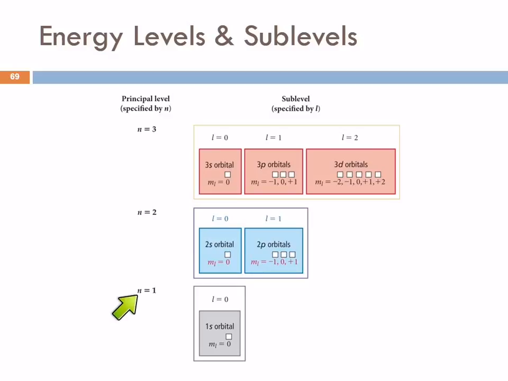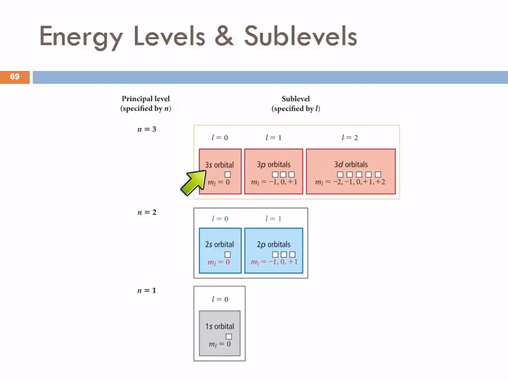So if N equals 1, then L can only be 0. L can be 0 up to 1 less than whatever N is, right? So if N is 1, L can only be 0. If N is 2, we could have 0 or 1. So these are 2 sublevels of this principal level. When N equals 3, we have 3 different values possible for L.